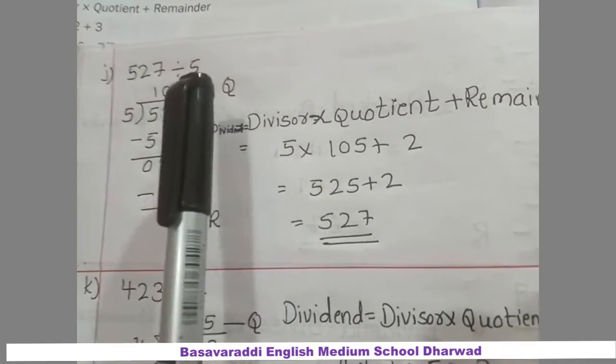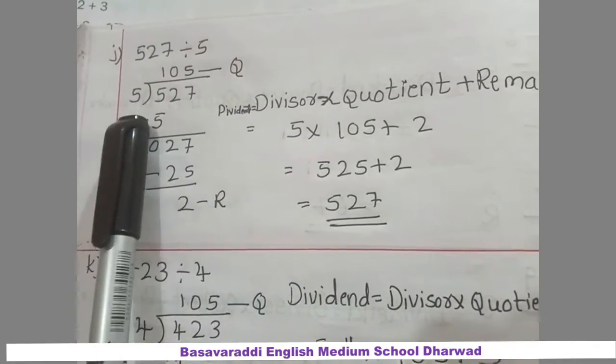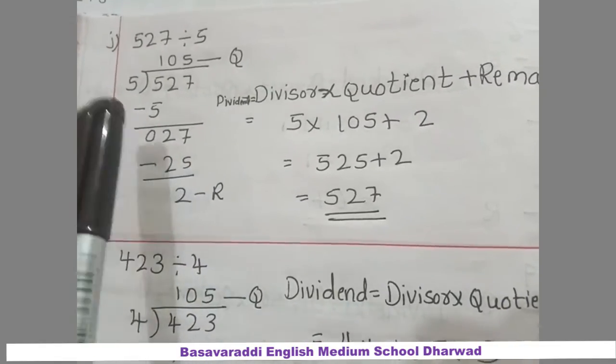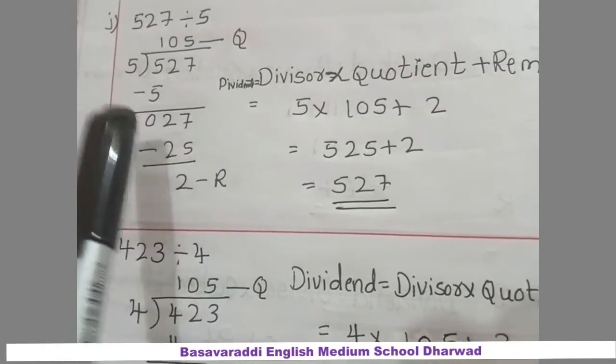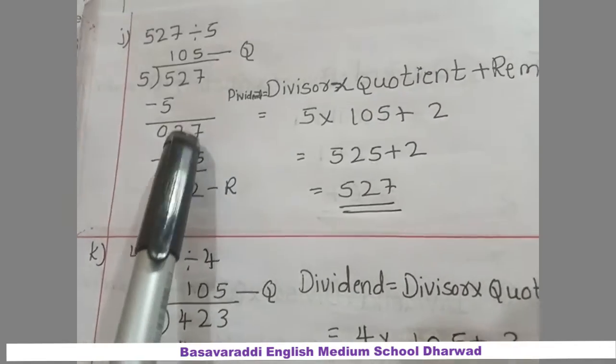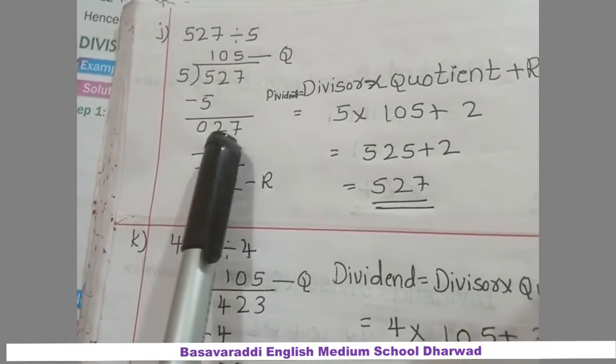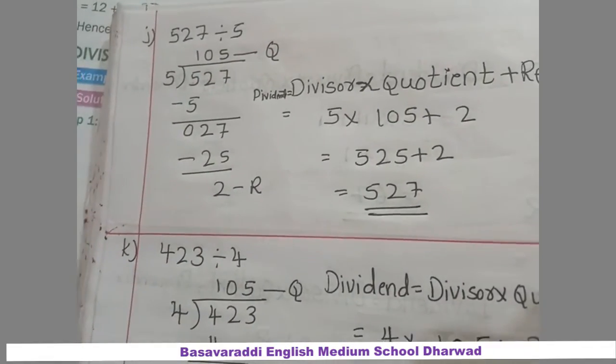Then 527 divided by 5. So we have to divide. This is the divisor. 5 ones are 5. Then 5 minus 5 is 0, and we bring down the 2 from the tens place. We can't divide this one, so we can't divide.